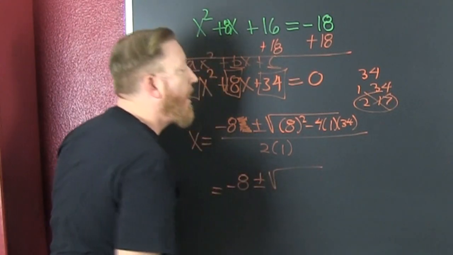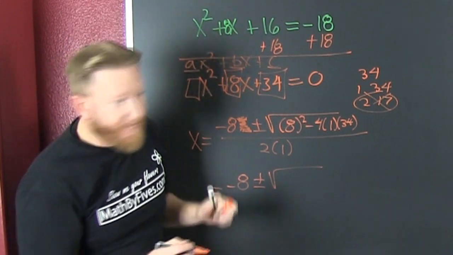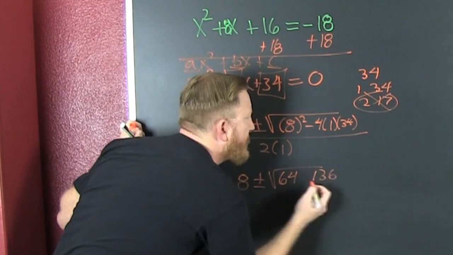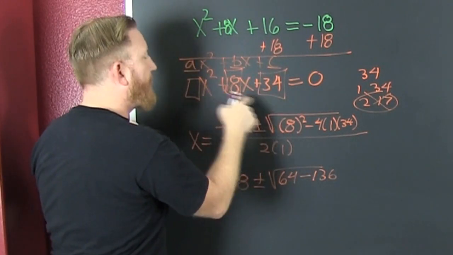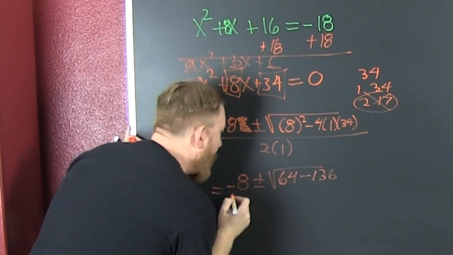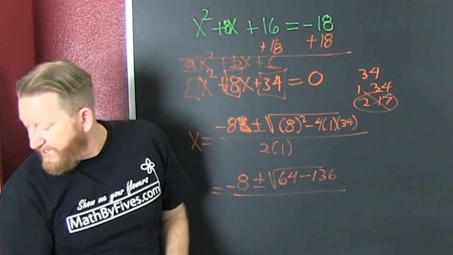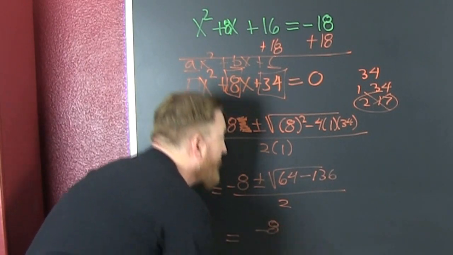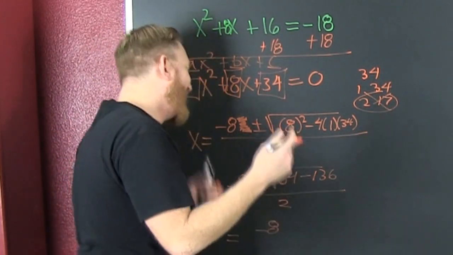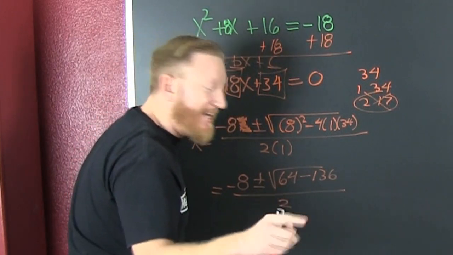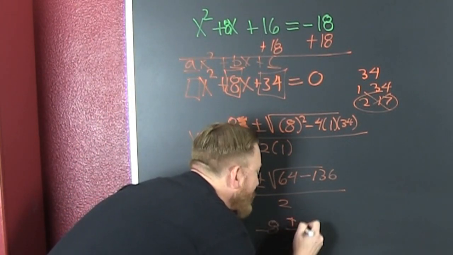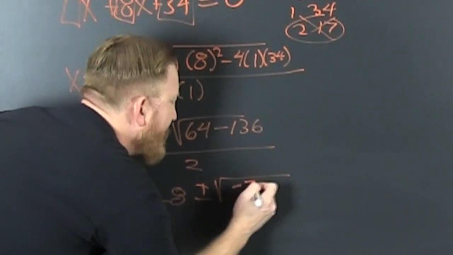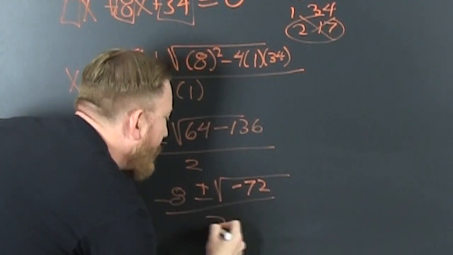So that's a minus 8, plus or minus the square root of, okay, Google, what's 4 times 34? The answer is 136. And then, okay, Google, what's 136 minus 64? The answer is 72. Oh, it's going to work out all nice. Okay, plus and minus the square root of 72 all over 2.